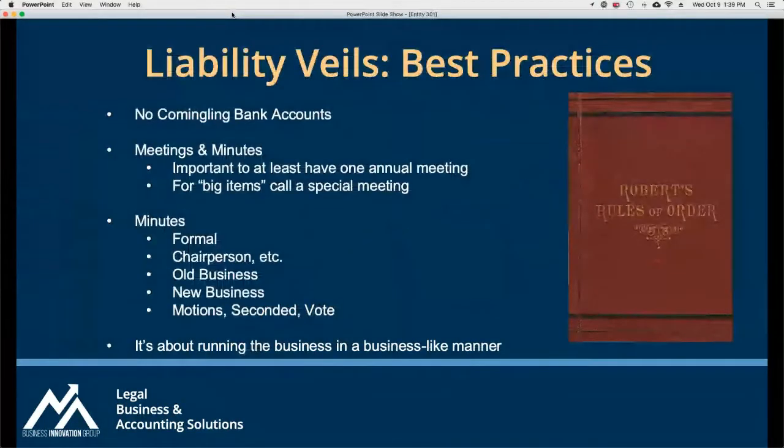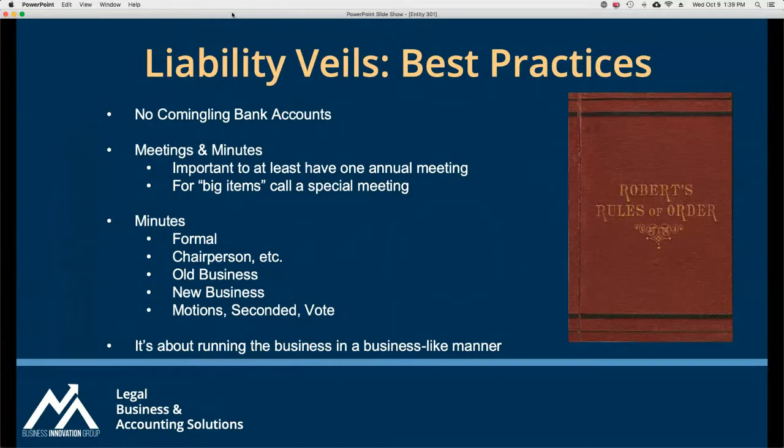This is good. So liability veils, best practices. We talked a little bit about this last time. The biggest thing is just don't commingle your bank accounts, right? Make sure that you keep them completely separate. Your corporate accounts are going to be your corporate accounts. Business income is going to go in there. Business expenses paid out. Don't go to Safeway and buy your groceries using your corporate account.